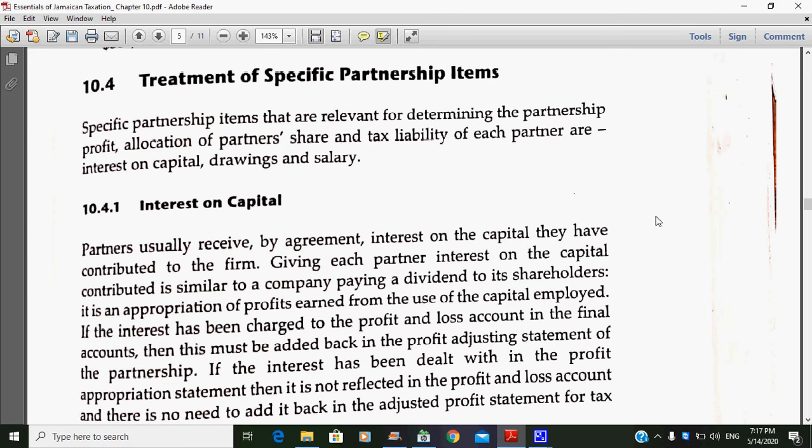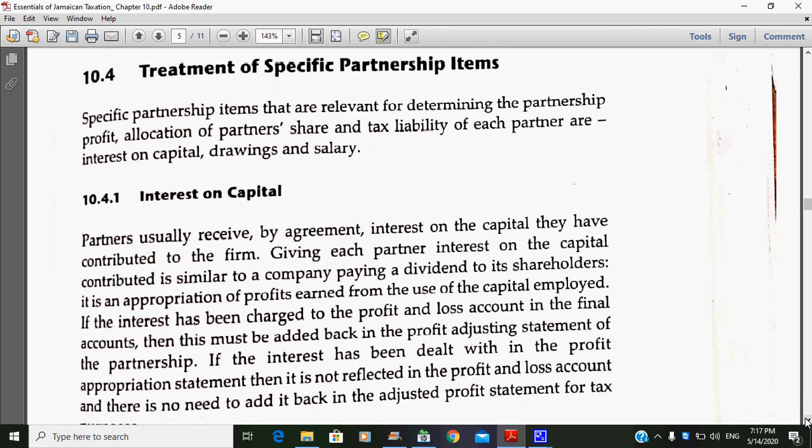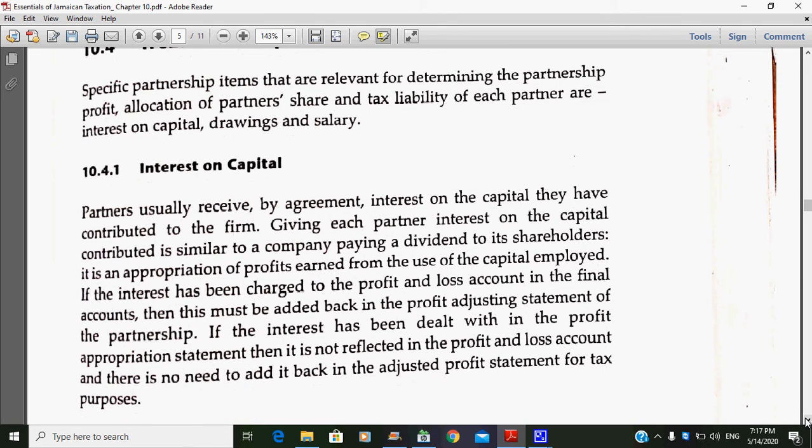First, look at interest on capital now. And please take notes. Write it down, please. Partners usually receive by agreement interest on the capital they have contributed to the firm. Giving each partner interest on the capital contributed is similar to a company paying a dividend to its shareholders. It is an appropriation of profits earned from the use of the capital employed.